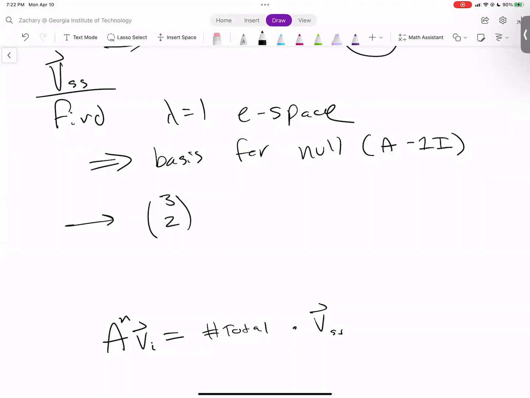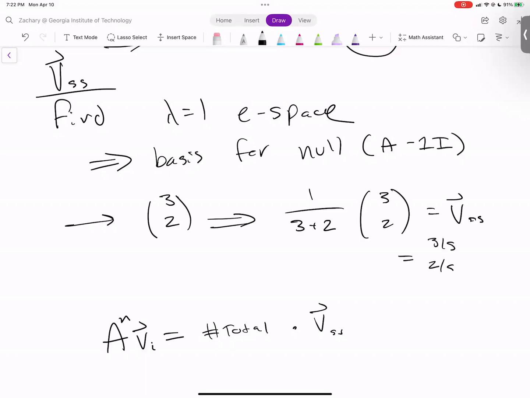Are these probabilities? No. What is their sum? 5, right? It's not 1. How do we get it to be equal to 1? Yeah. So we just turn this into 1 over 3 plus 2 times 3, 2. And this gives us v steady state, which in this case is 3/5, 2/5. You don't need to write in decimal for this exam. If you want to keep it in fractions, you are absolutely welcome to.